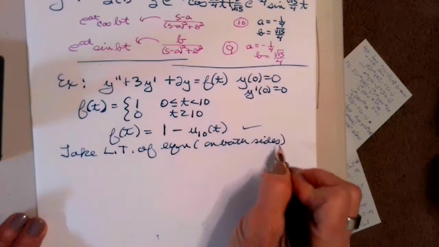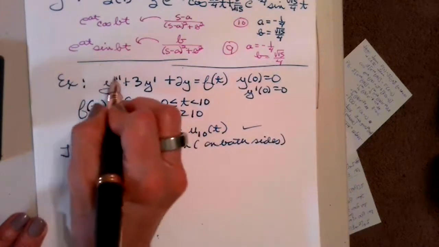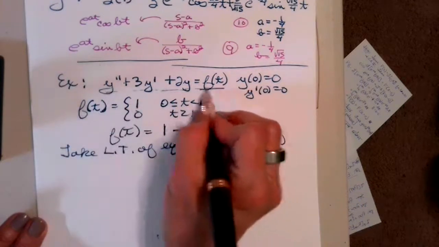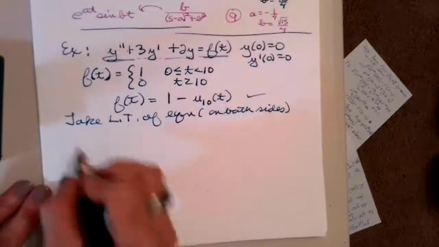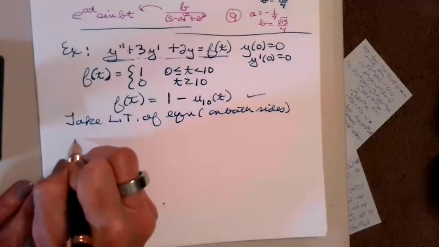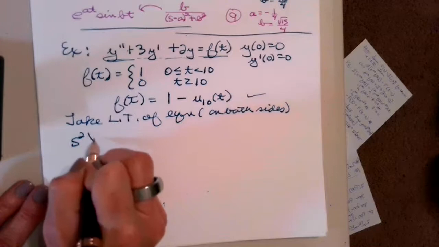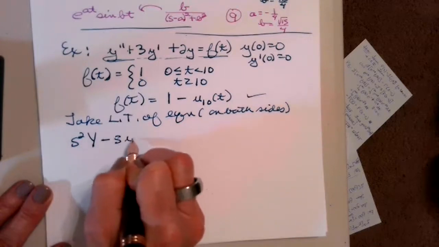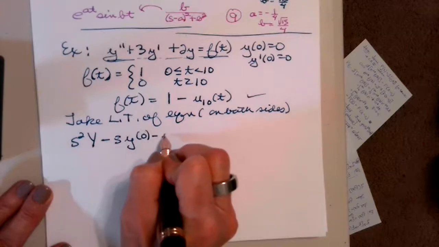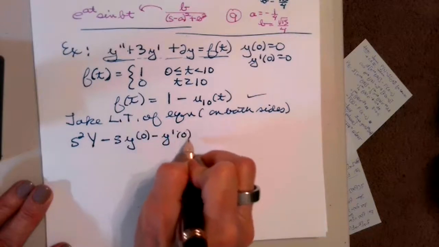Of course, you must do the same. So that means this equation right here, the one we started with. When you take the Laplace transform of y double prime, you get s squared times capital Y minus s y of 0 minus y prime of 0.